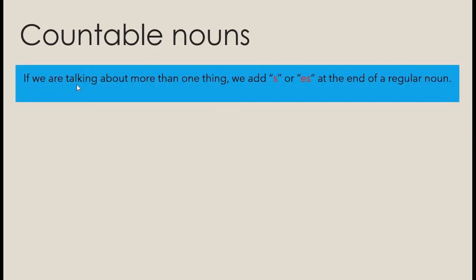Now, if we are talking about more than one thing, we add s or es at the end of a regular noun. We talked about singular nouns, singular countable nouns. Now we are going to talk about plural nouns. How can we form it with a countable noun? If we are talking about more than one thing, we add s or es at the end of a regular noun.